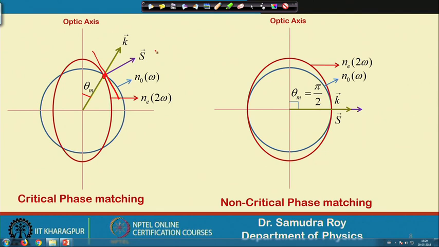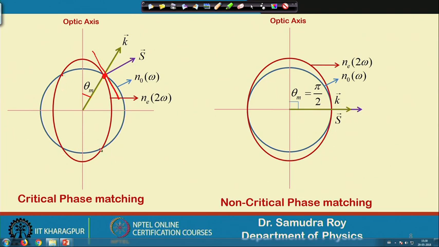And in critical phase matching, what happened? We have a matching of n of omega and n of 2 omega, but with a finite angle. Now, there is a possibility that this angle can increase up to pi by 2, and then the figure will be something where this cutting point merges to one single point. There are 4 different directions, by the way.